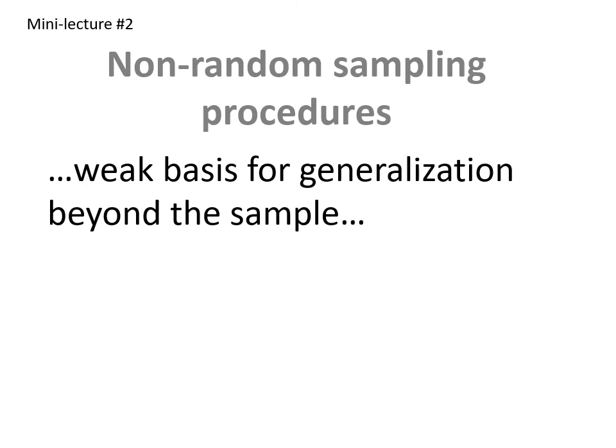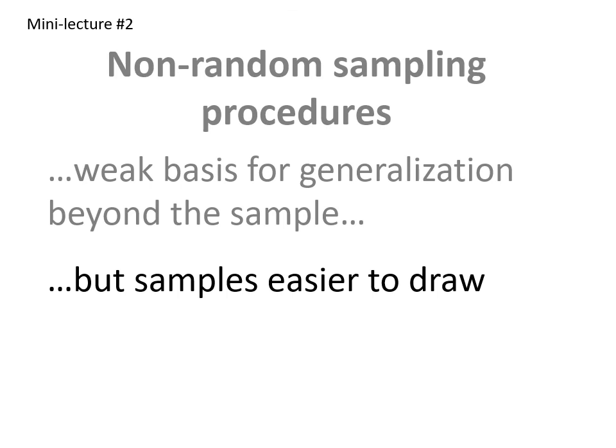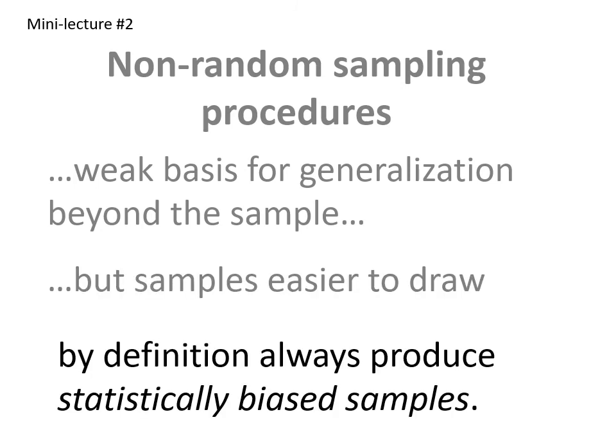And in a lot of cases, you won't be concerned about that. You'll be more concerned about the experience of people who are just in your sample. That's totally fine. The benefit of non-random sampling is that usually it's easier to draw the samples. And it's going to produce statistically biased samples, which just means that every element in the population doesn't have an equal chance of being selected, but often that's not a problem.